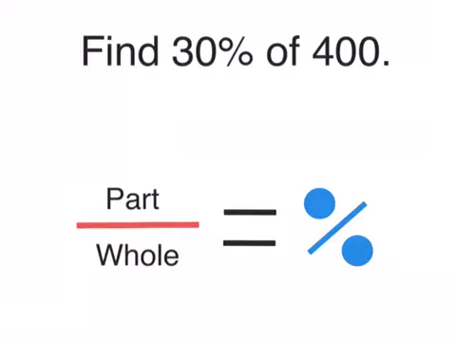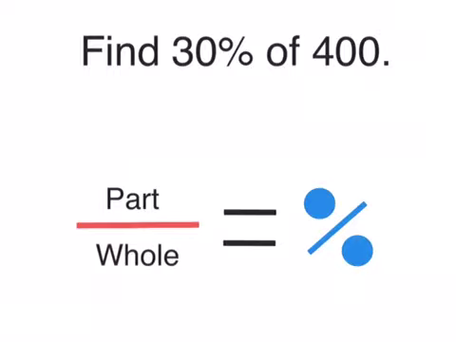Find 30% of 400. So, we know the percent, 30%, that seems obvious. Now what about this 400? I want you to think, is that the part or is that the whole? Yes, 400 is the whole, and we're trying to find what part of that would equal 30%.